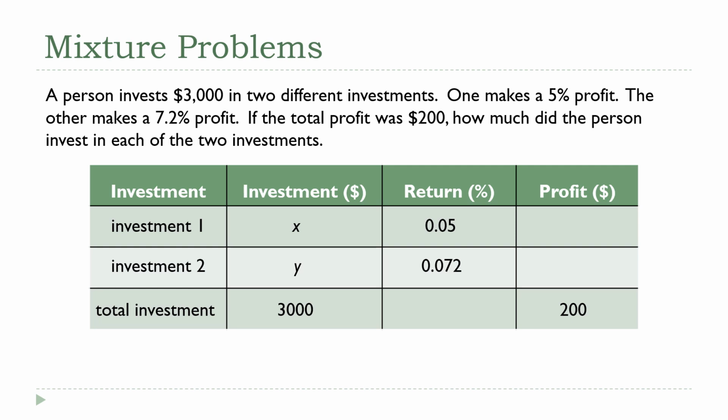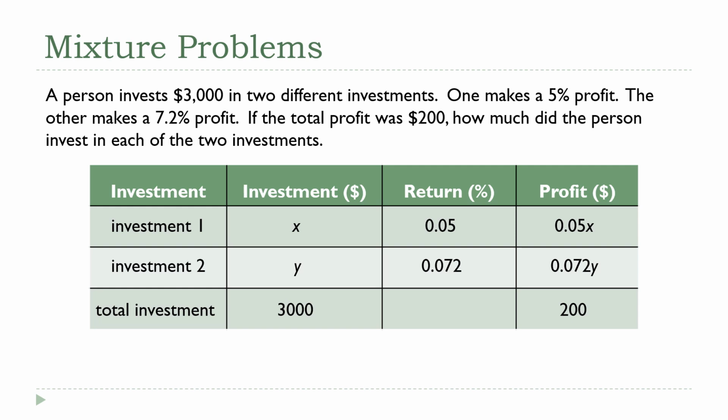Excellent. Now, I'm going to multiply across the rows. In the first row, X times 0.05 is 0.05X. In the second row, Y times 0.072 is 0.072Y. And I don't have a percentage in the total investment row in the return column. And that's okay. I don't need it. I already have the total investment and I already have the total profit. And that's all I'm going to need to get my equations.